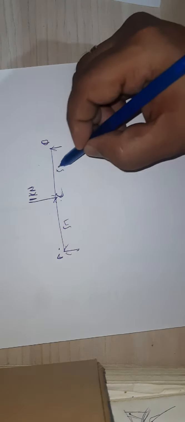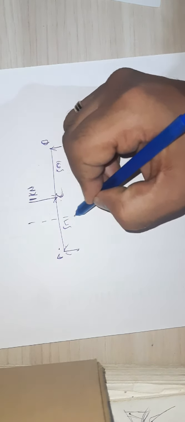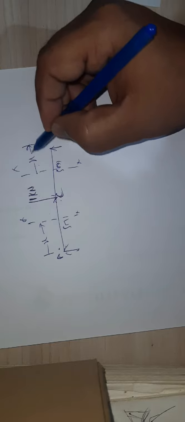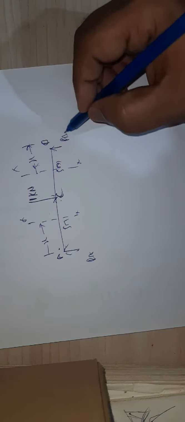This is 5 meters and this is also 5 meters. Same procedure, guys. You need to take a section in the AC portion at a distance x from this end. Here also, at a distance x from this end. Before that, we need to calculate the reactions RA and RB.